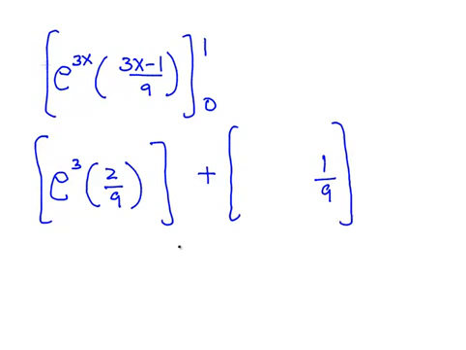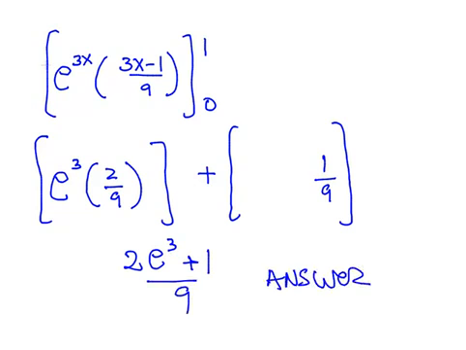So the answer is simply 2 times e to the 3 plus 1 over 9. That's the answer. Alright, that's that one. So that's 2 integration by parts questions done.